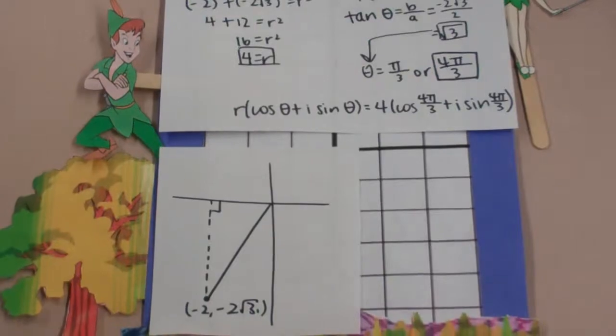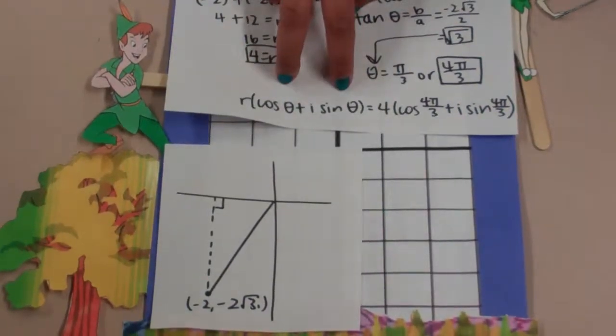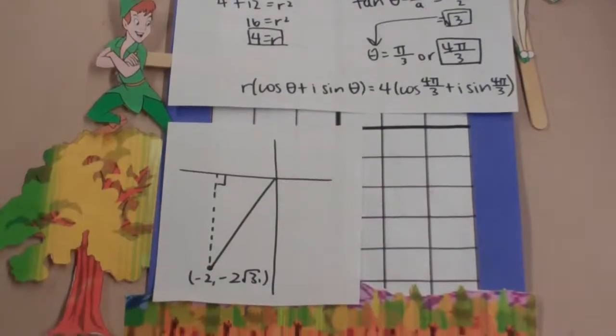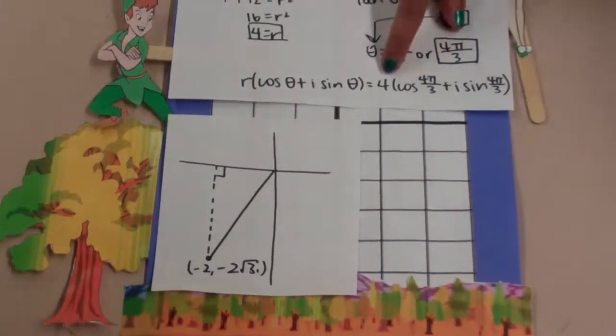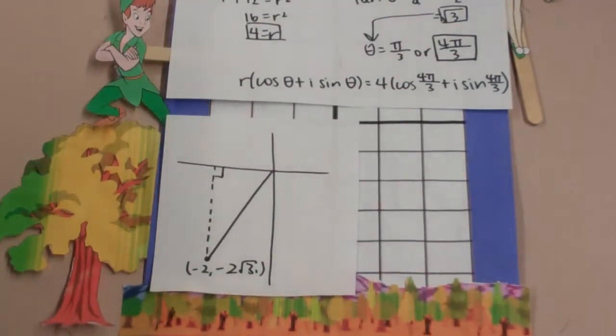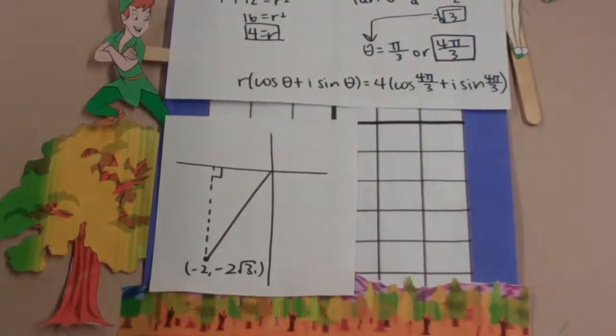Remember this equation? r(cosine theta plus i sine theta)? We have r and we have theta. All we have to do is plug those values in. So, does that mean that our equation is 4(cosine 4 pi over 3 plus i sine 4 pi over 3)? Right you are. Now we can defeat Captain Complex.